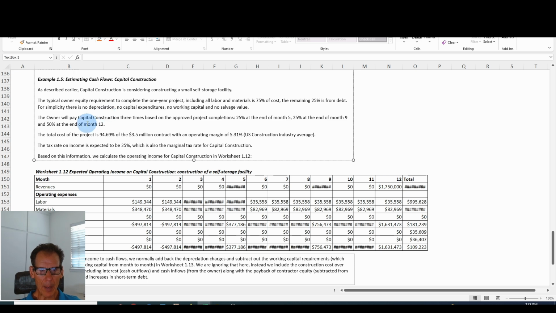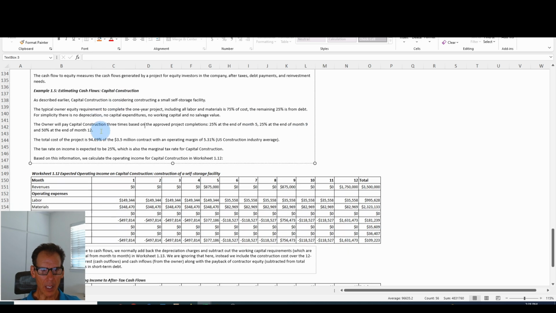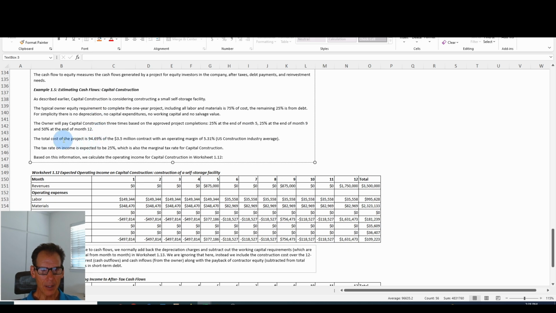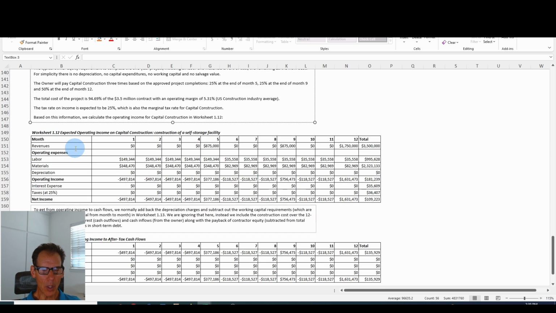The owner will pay Capital Construction three times based on the approved project completions: 25% at the end of month 5, 25% at the end of month 9, and 50% at the end of month 12. The total cost of the project is 94.69% of the $3.5 million contract, with an operating margin of 5.31%. The tax on income is expected to be 25%, which is also the marginal tax rate for Capital Construction. Based on this information, we calculate the operating income for Capital Construction in worksheet 1.12.